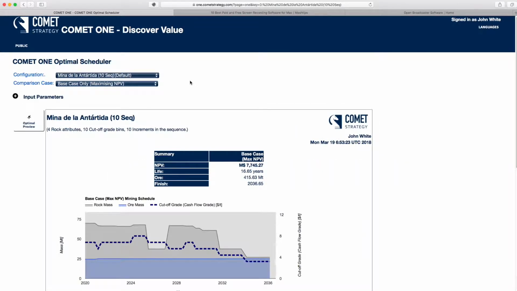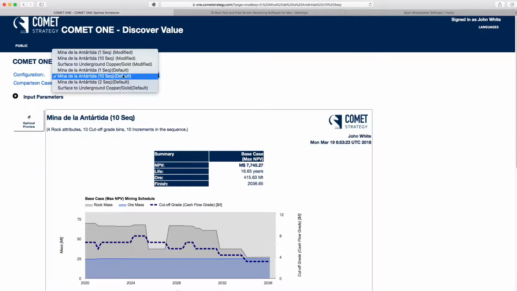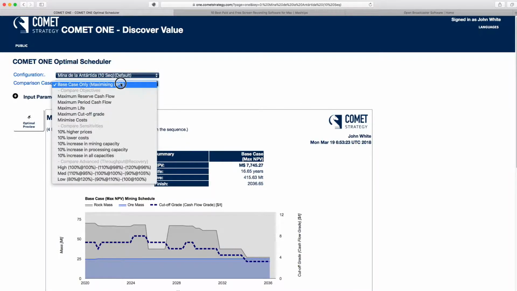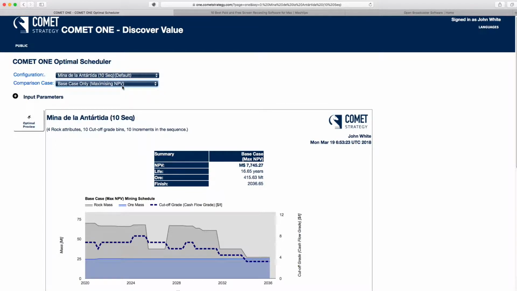In this video, we're going to be looking at the results for maximizing the NPV with the 10 sequence Antarctica dataset. So first of all, make sure that you have actually selected the Antarctica mine and the 10 sequence version of it. There is a 1 and 2 sequence, but make sure you've selected the 10. We're also just looking at the base case schedule. We're not looking at the different objectives or some sensitivity studies. So we're just looking at the results for maximizing the NPV, which is the base case.